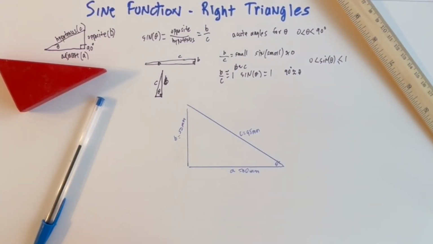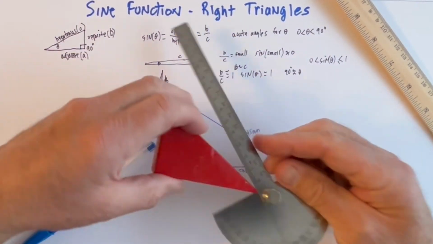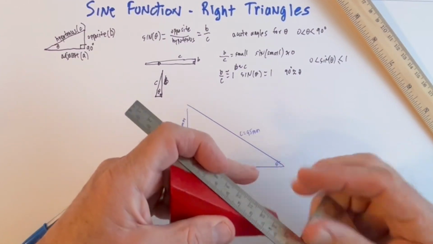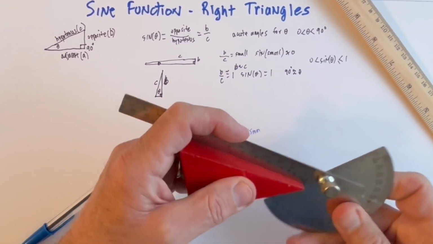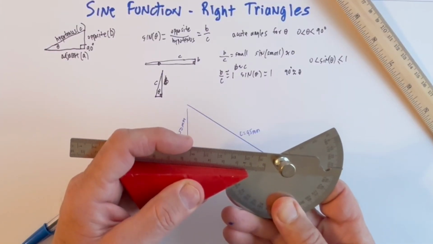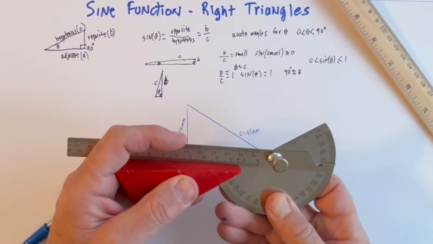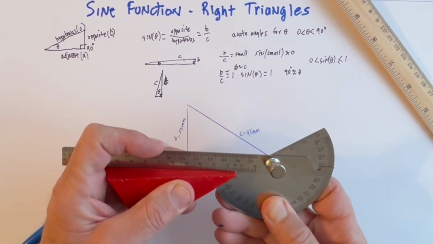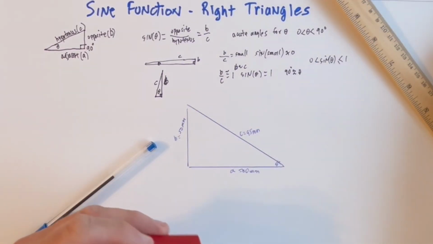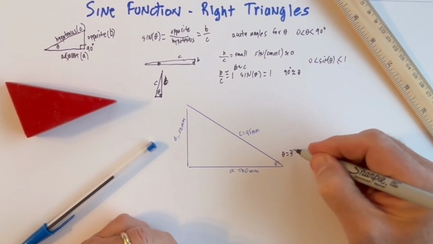Okay, now let's verify this definition works. Oh, we need to measure our angle, because we want to verify what this angle really is. Getting my protractor here. It looks like about 32 to 33. Let me get a little better look. I'm going to call it 32 degrees. So theta is measured at 32 degrees.